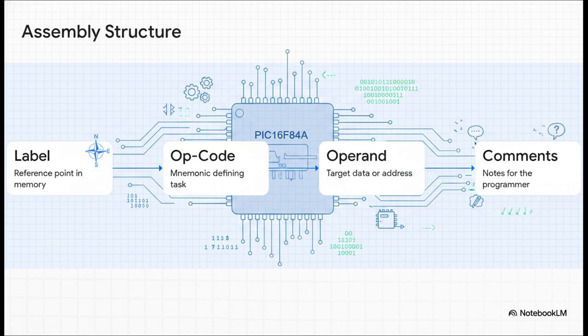Third is the operand, which basically tells the processor the exact data or address it needs to apply that task to. And fourth, the comments. The machine completely ignores these, but they are absolutely vital for us humans reading the code.